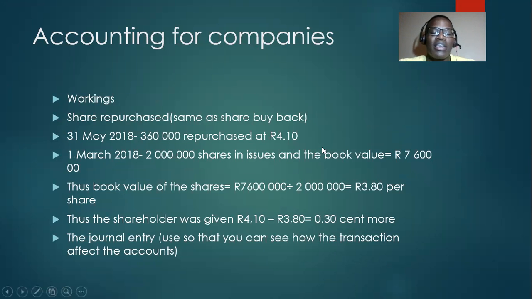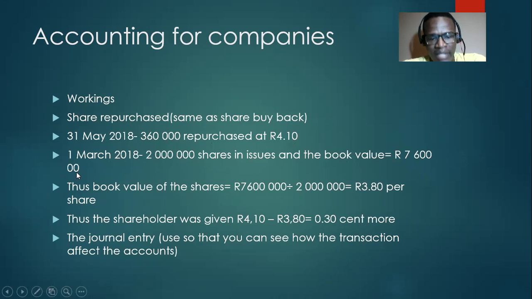Remember, we'll start with the share repurchase, where this information comes from the question page. This is the information that we've highlighted so that we can be able to use, right? We are told about the share repurchase that on 31 May 2018, there was a share repurchase of 360 shares. They were repurchased at 410 cents. Then on 1 March 2018, there were 2 million shares in issue and the book value was 7.6 million rand, right?